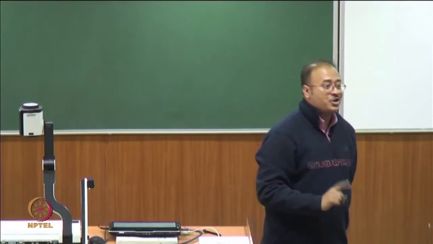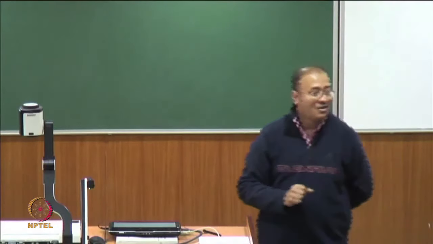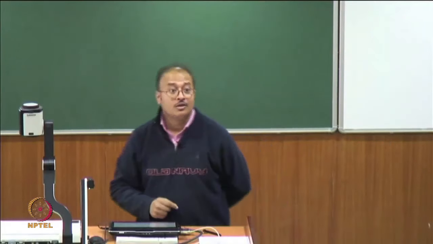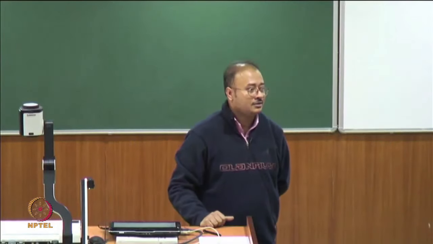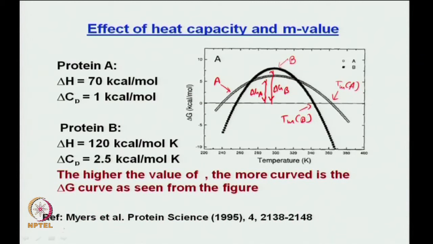But you come down to the room temperature, the normal temperature, the ambient temperature. What do you see? Which one has more conformational stability? B has. Okay. So just let me move on. So these are written in the slide. So one thing is the higher value of, actually this one should be writing delta Cp, the more curved is delta G as seen from the figure. Okay.